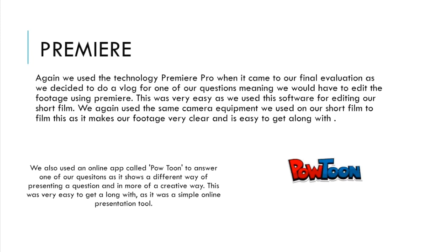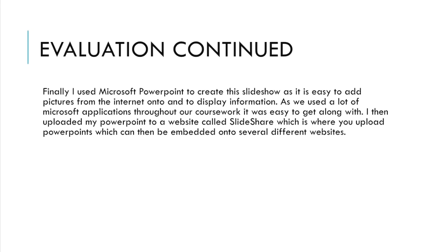Again, we used technology, Premiere Pro, for our final evaluation, as we decided to do a vlog for one of our questions, meaning we would have to edit the footage using Premiere. This was very easy, as we used this software for editing our short film. We again used the same camera equipment we used on our short film, as this makes our footage very clear and is easy to get along with. We've also used an online app called Powtoon to answer one of our questions, as it shows a different, more creative way of presenting a question. This was very easy to get along with, as it was a simple online presentation tool.